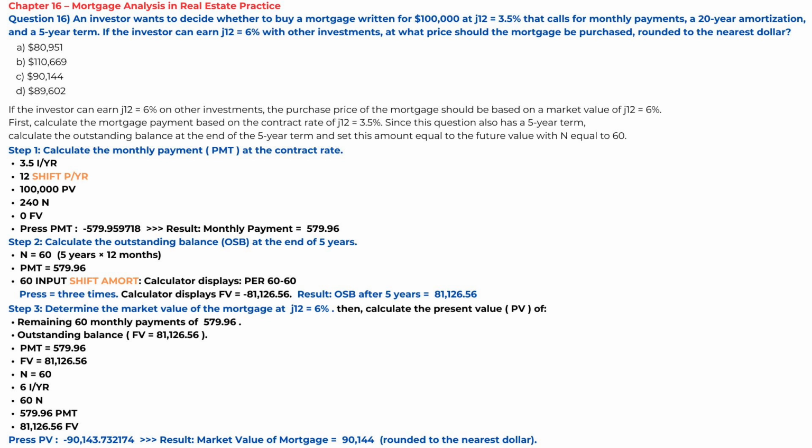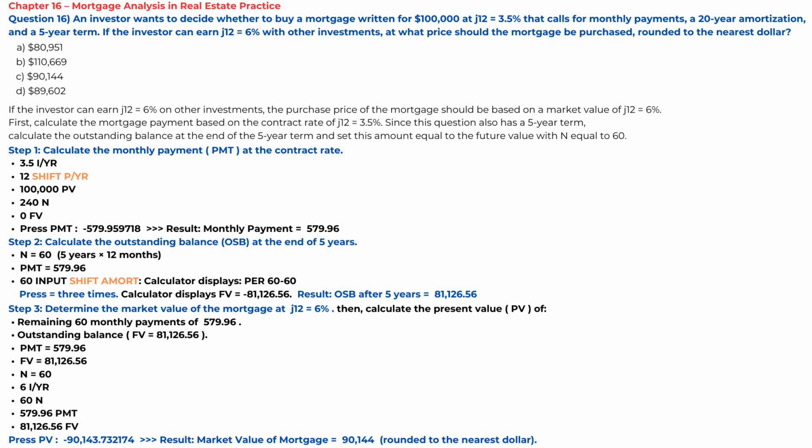Step 2. Calculate the outstanding balance OSB at the end of 5 years. N equals 60, 5 years times 12 months. Input 579.96, Shift AMORT, calculator displays 1 to 60 per 60. Press equal sign 3 times. Calculator displays negative 81,126.556103. Round to 81,126.56 with the plus/minus sign, and then press FV to round off FV.